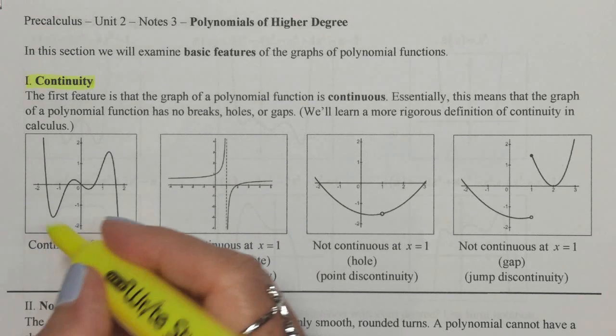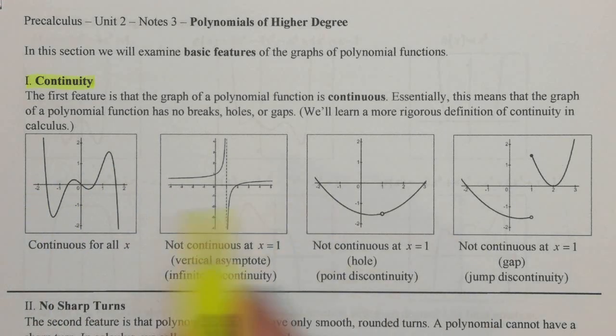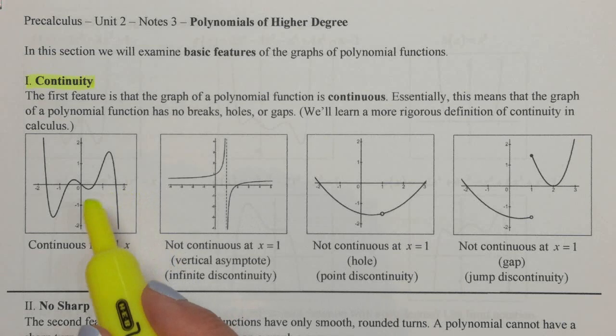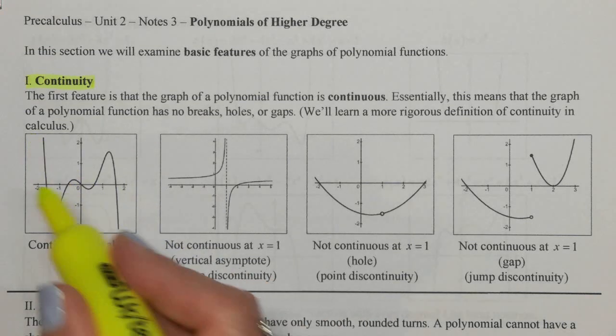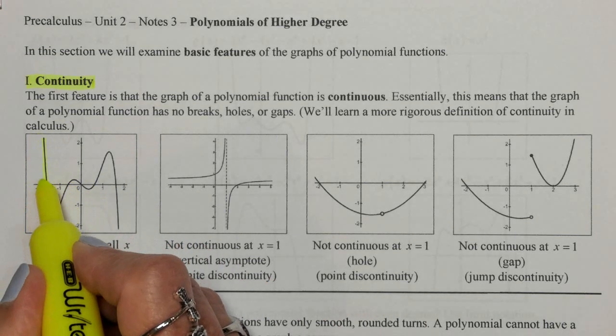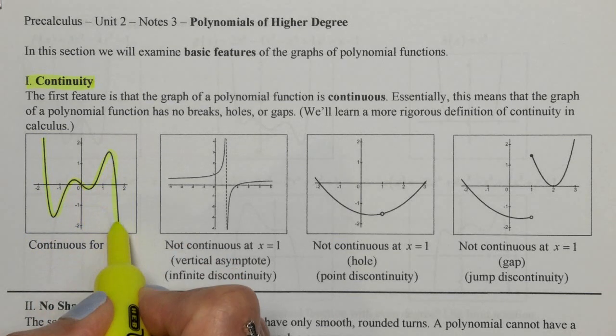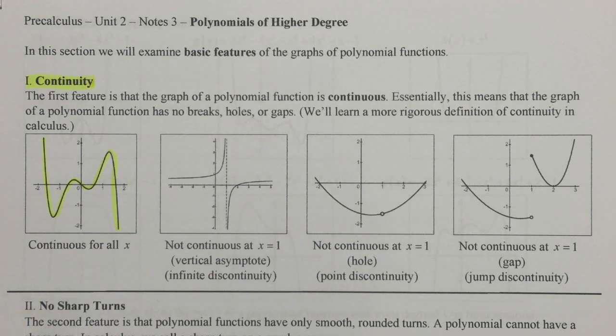Okay, so I graphed all these on Desmos. This is a 5th degree polynomial, and you can see we can draw it without lifting up our writing utensil. It's all one piece, no breaks, no holes, no gaps.